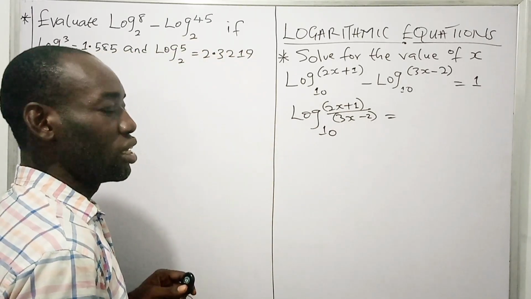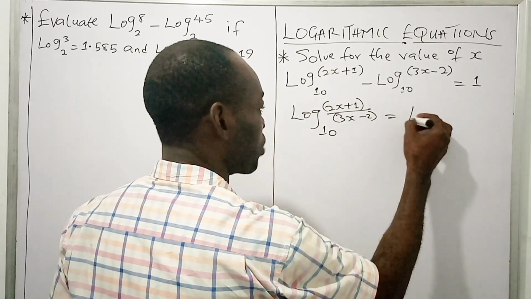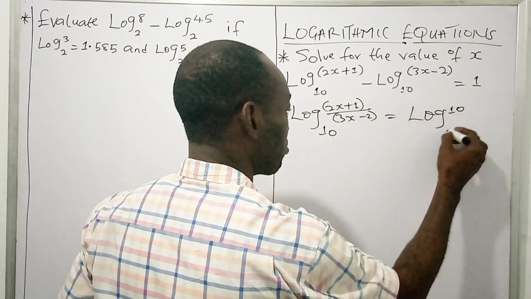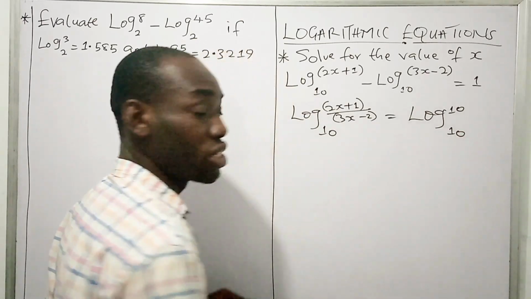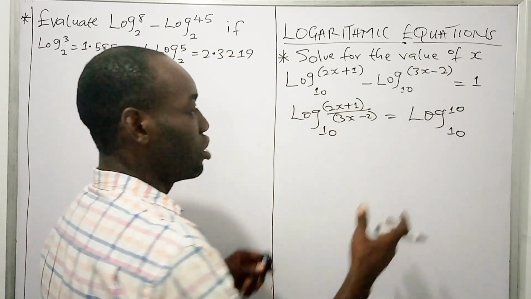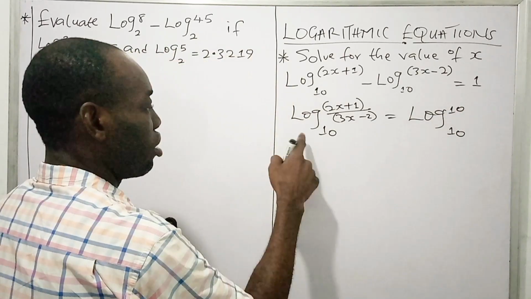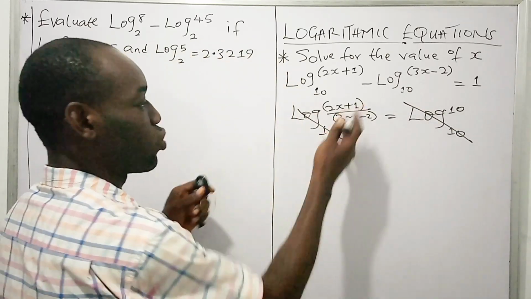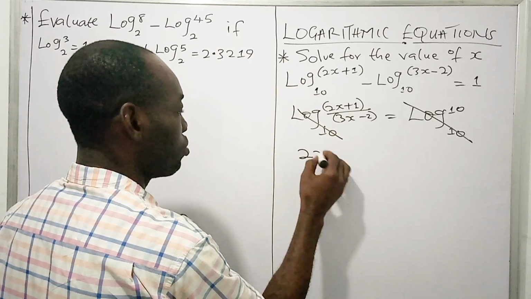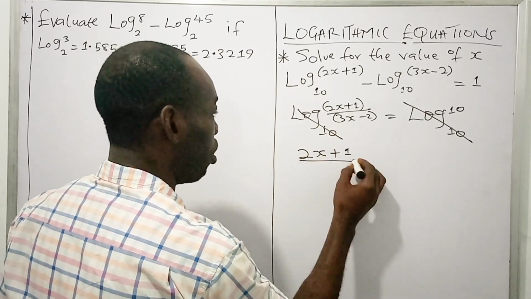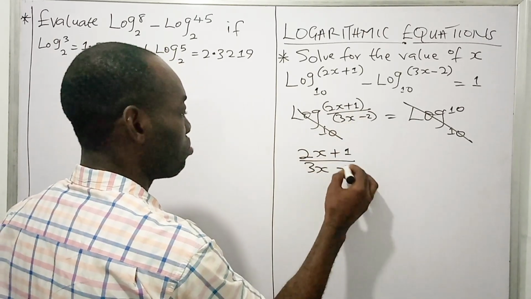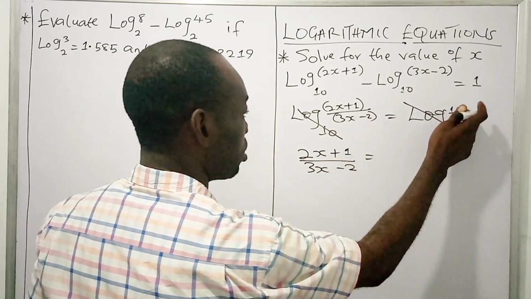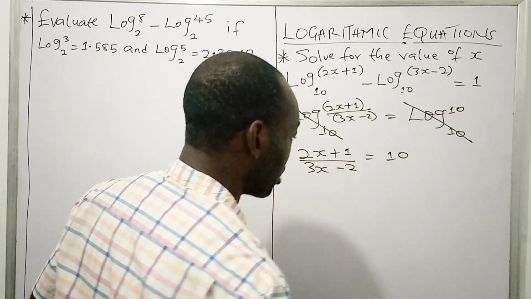Then on the right hand side, we have 1. Now that 1 can be expressed as log 10, because any log to its own base is 1. So having done this, we strike out log 10, and we're left with (2x plus 1) over (3x minus 2) equals 10 on the right hand side.